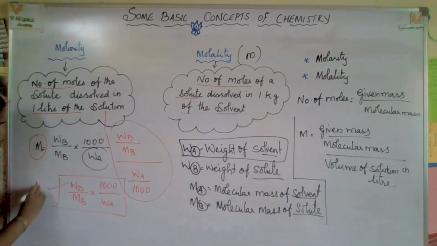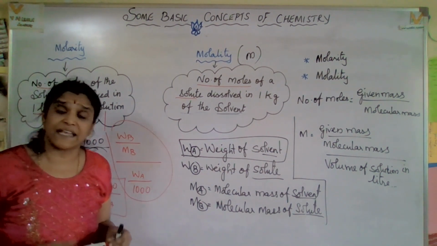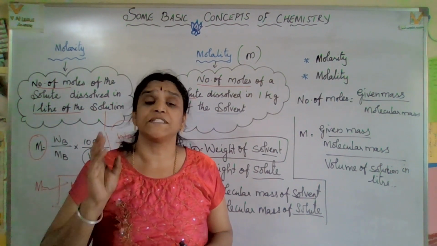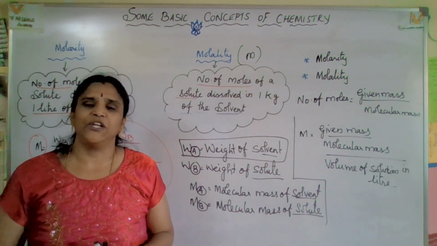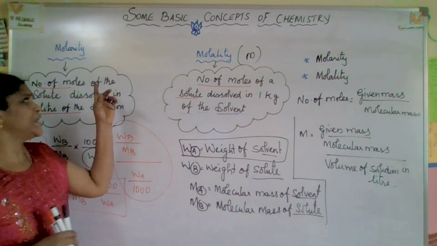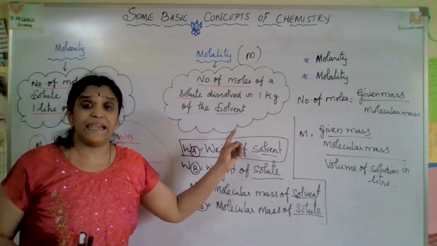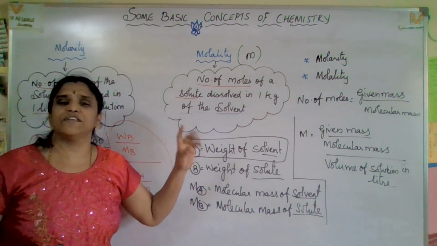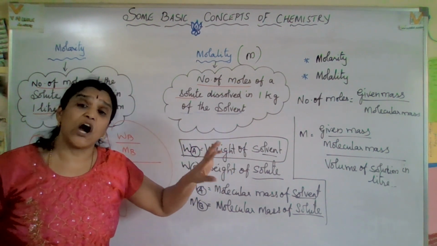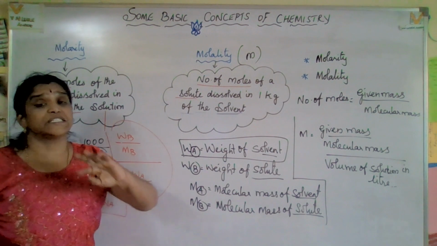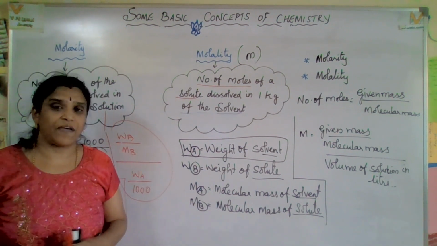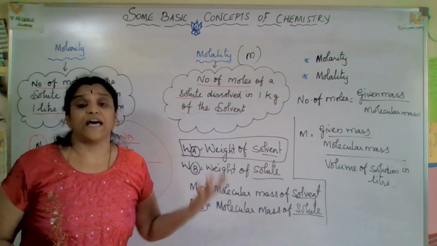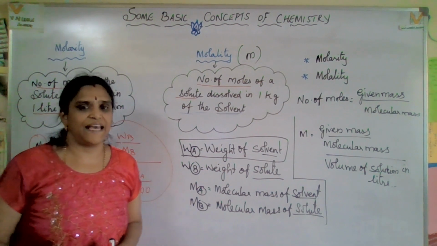I hope you got a clear idea for molarity. Molarity is nothing but the concentration of the solution. Let us solve some related sums so that you will get clarity about molarity. Then we'll go for molality. Molality is the number of moles of solute dissolved in 1 kg of the solvent. That means a solid substance dissolved in a liquid, that is a solution. Now let us concentrate on related sums so that we will come to a better idea.